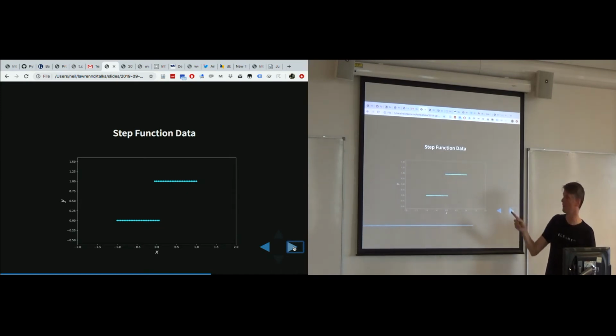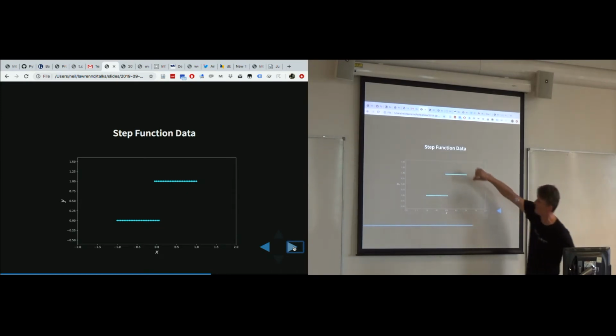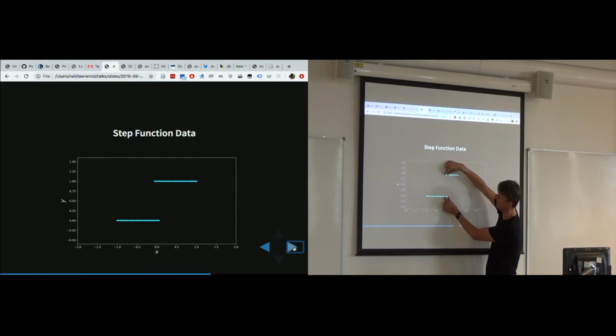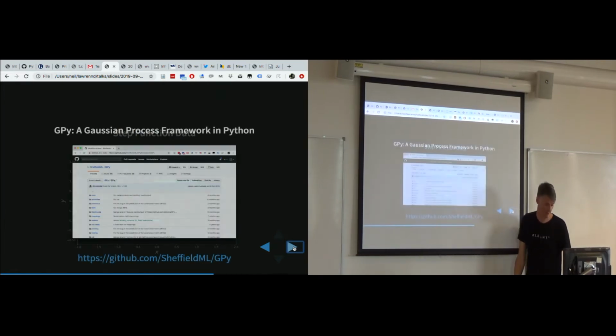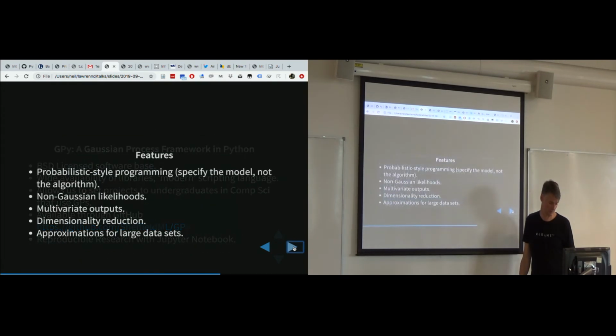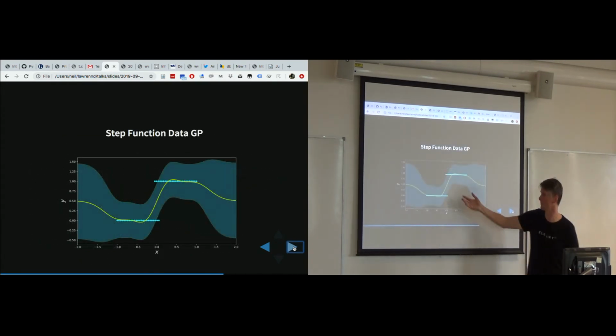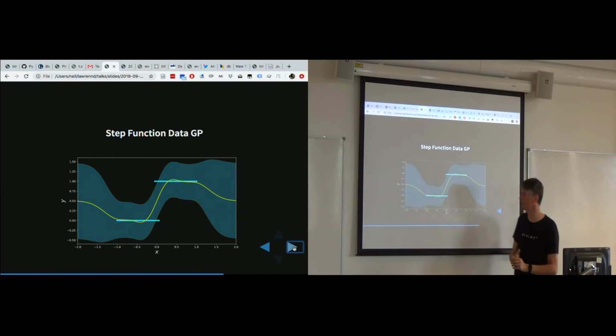This one, I said discontinuities could occur. In this case, I've even got an overlap between these two parts of this step function. Gaussian processes hate this. So that's the Gaussian process fit, right? They're really cross with you when you do that.